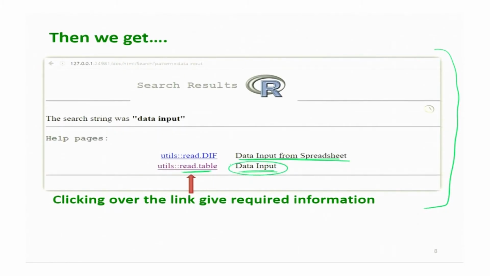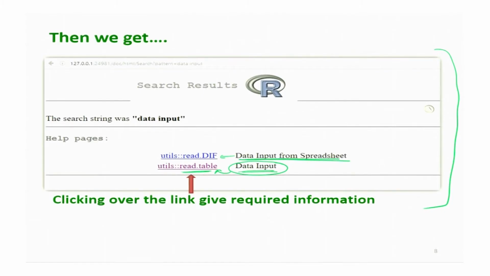So you can see that when you give the option data input, it gives you two options: you can look into read.table, you can look into read.dif. Once you start looking into these things and go deeper, you will learn more, and finally you will converge to a point where the 100% correct, accurate help is available, right.